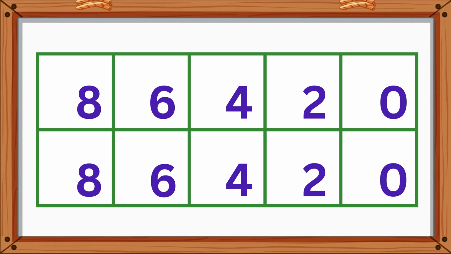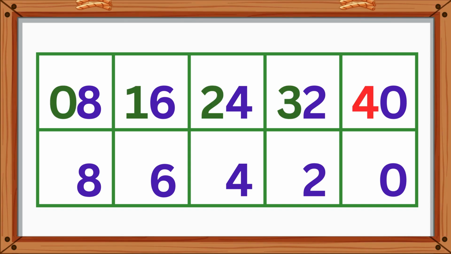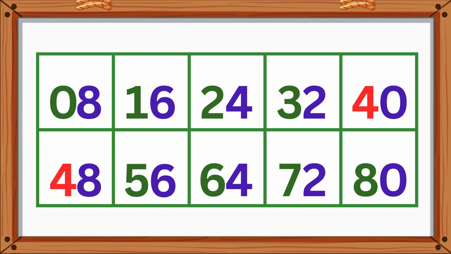Now, let's add the tens digits. In the top row, write 0, 1, 2, 3, and 4 in front of each of the ones' digits. In the bottom row, write 4, 5, 6, 7, and 8 in front of each of the ones' digits. Our grid is ready. Now you have the entire 8 times table right in front of you.